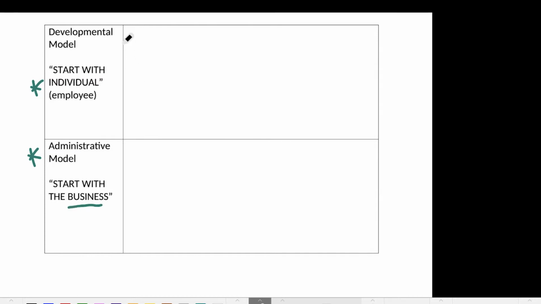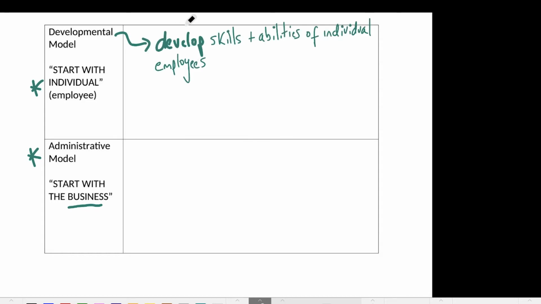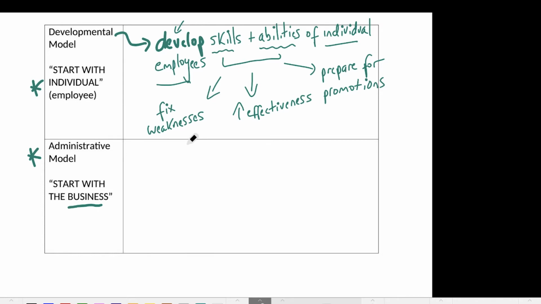So what we're doing in this developmental model, our purpose is very much on that develop angle. We're looking at the individual employees and we are saying, how can we improve their skills and abilities? In terms of what we would be looking at with that, we would be thinking about how can we fix employees' weaknesses? How can we increase their effectiveness in their jobs? And how could we also prepare them for promotions to take on more responsibility in the business?